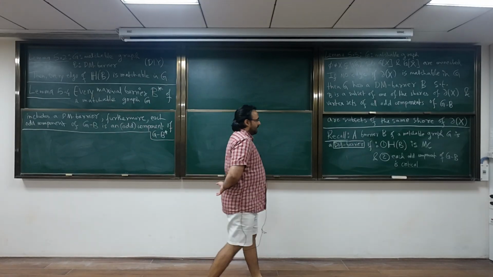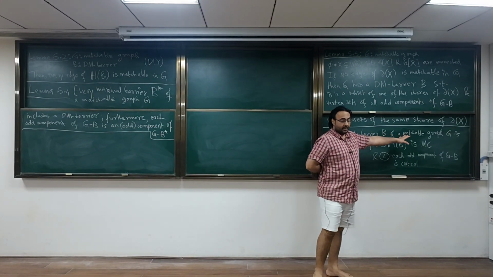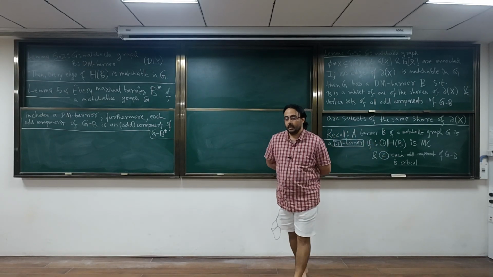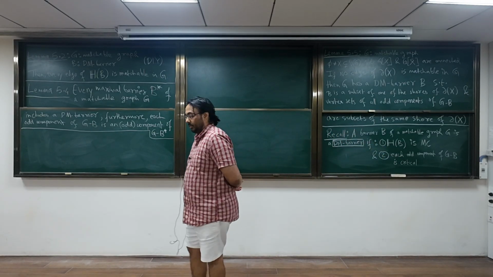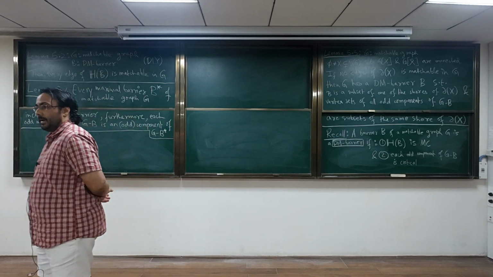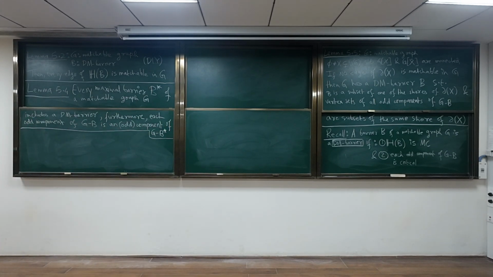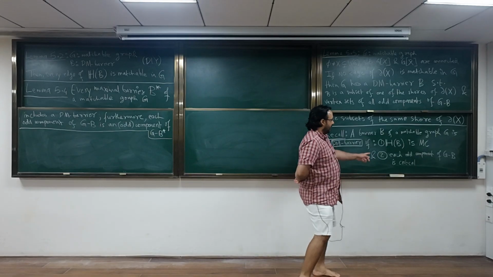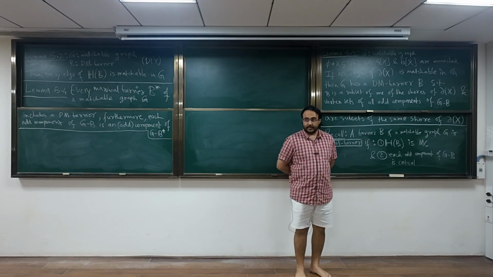We are defining a Dulmage-Mendelsohn barrier for matchable graphs. We want the core to be matching covered, right? Everybody remembers the core. You throw away the even components, you throw away all the edges that have both ends in the barrier, and you shrink every odd component into a single vertex, right? So you get a bipartite graph, that is clear. It is also clear that it is a bipartite matchable graph because the original graph is matchable.